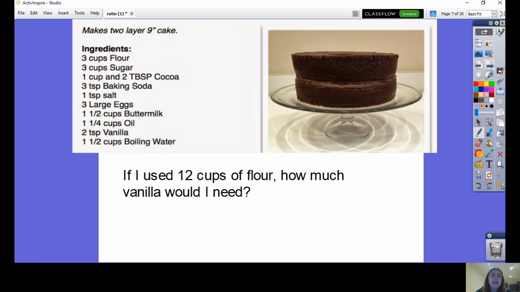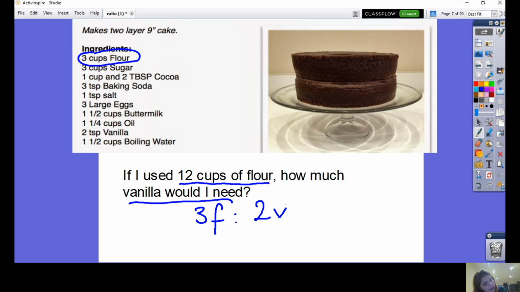Now we're making a cake. If I used 12 cups of flour, how much vanilla would I need? Step 1, write out your ratio from the recipe. So where's the flour? Here we go. 3 cups of flour. So I'm going to write 3F to how much vanilla? 2 tablespoons of vanilla, so 2V. If I used 12 cups of flour, how much vanilla would I need?